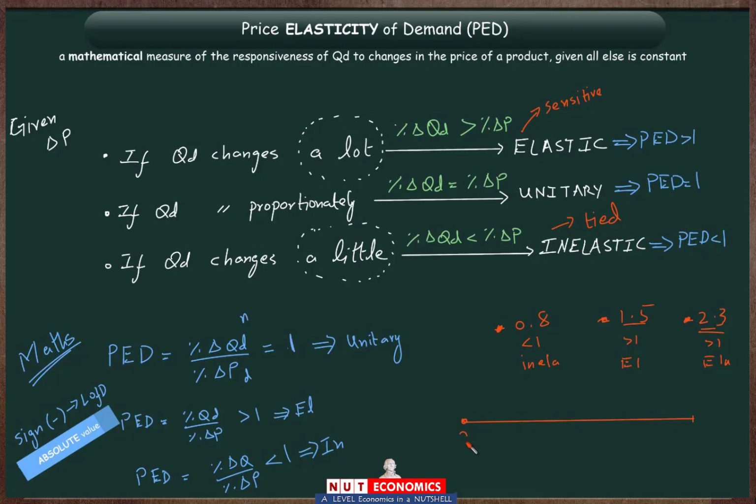The absolute value of PED, it can be anything from 0 to infinity. But all we care is that if it is equal to 1, that tells us unitary elastic demand. If it is greater than 1, it tells us elastic, responsive demand. If it is less than 1, it tells us inelastic demand. The consumer is not very responsive.